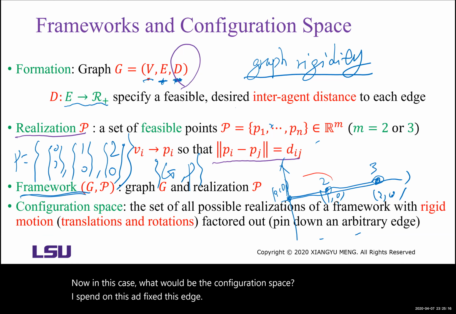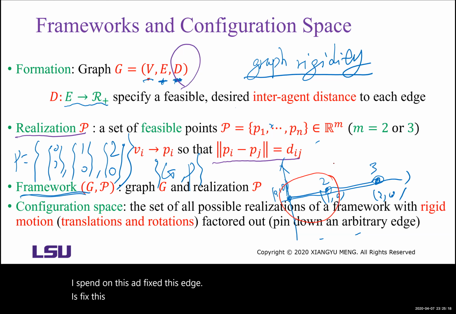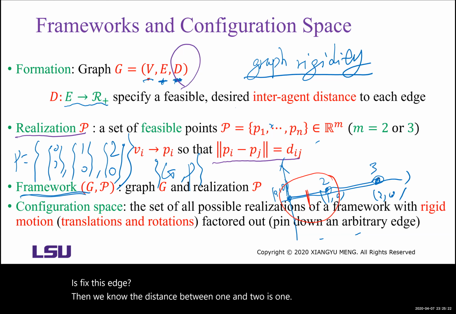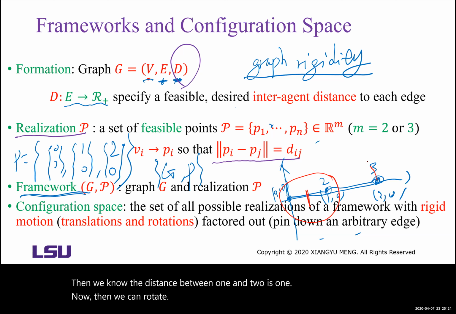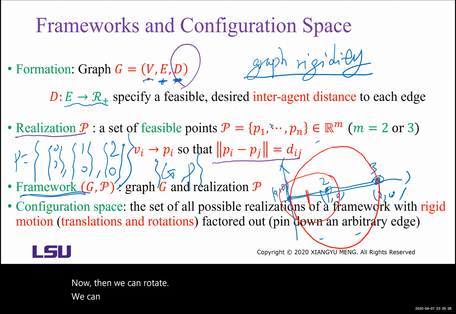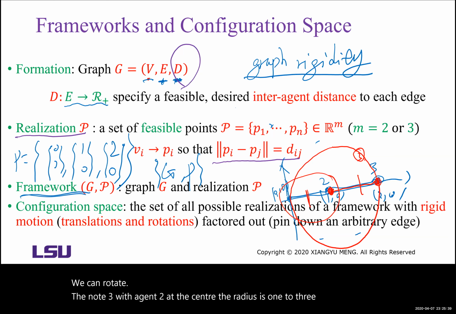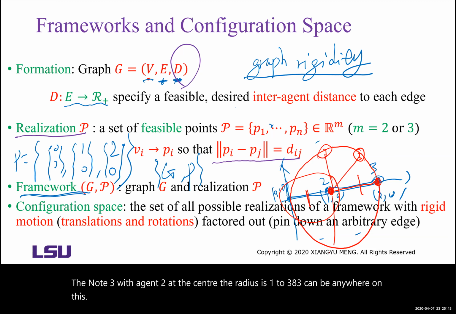Let's fix this edge. Then we know the distance between 1 and 2 is 1. Now we can rotate. We can rotate node 3 with agent 2 at the center. The radius is 1, so agent 3 can be anywhere on this circle.